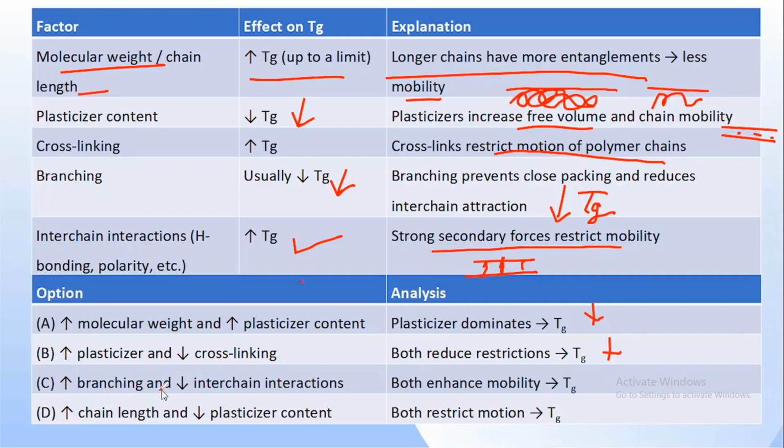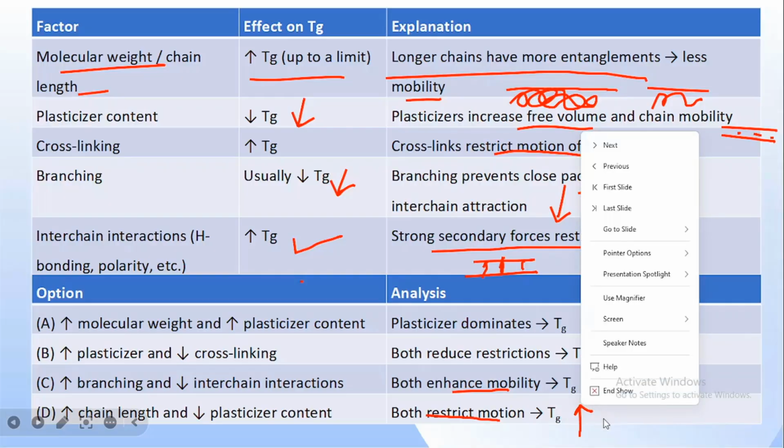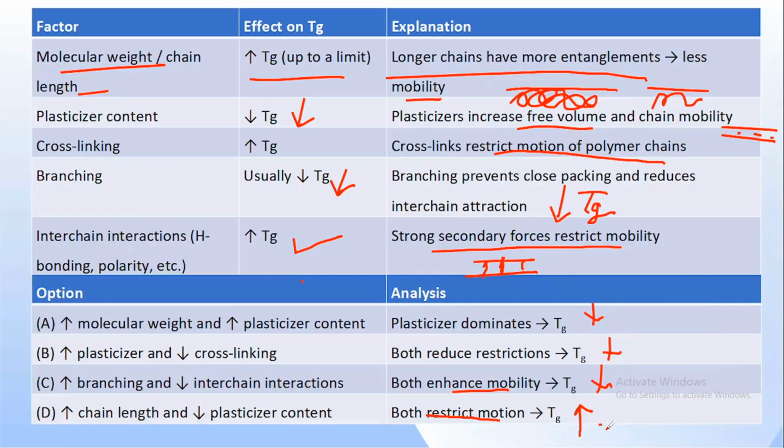C, increasing branching and decreasing interchain interaction: both enhance the mobility of the polymer chain, so it also helps to decrease the glass transition temperature. D is increasing chain length and decreasing plasticizer content. Here both restrict the motion of the polymer chain, so free volume will be very low, which will help to enhance the glass transition temperature. In this case, the glass transition temperature will be higher.